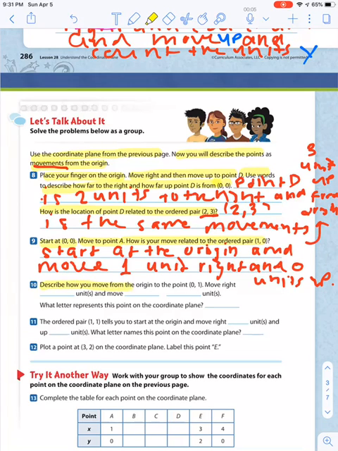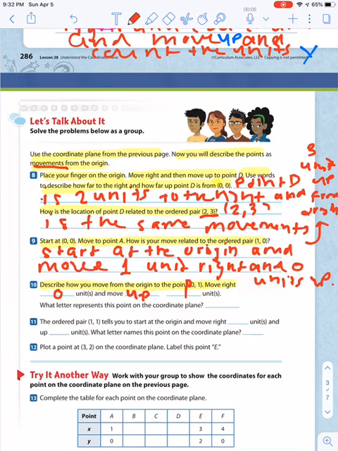It says, describe how you would move from the origin to point 0, 1. Move right blank units. Well, if we're doing 0, 1, we would start at the OG, and we would crawl, in this case, literally 0 units, and then move blank units. So we'd crawl 0, and we'd move up 1 unit. And that's how we get 0, 1.